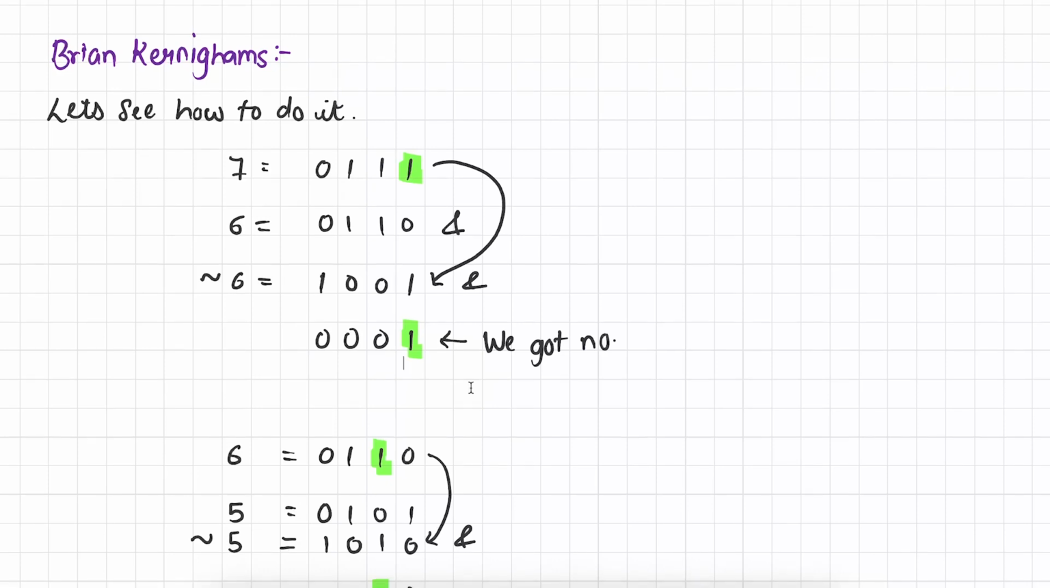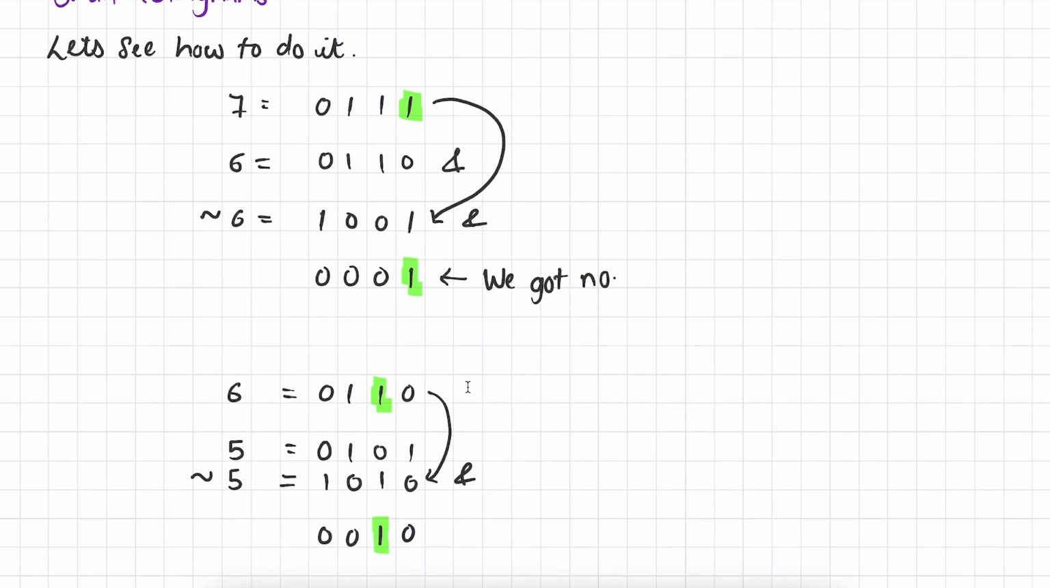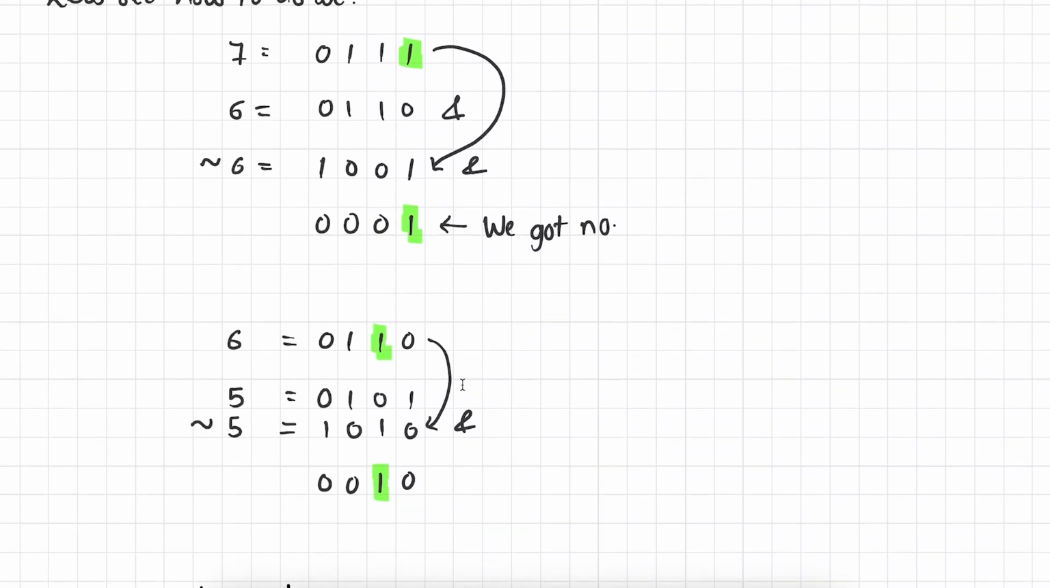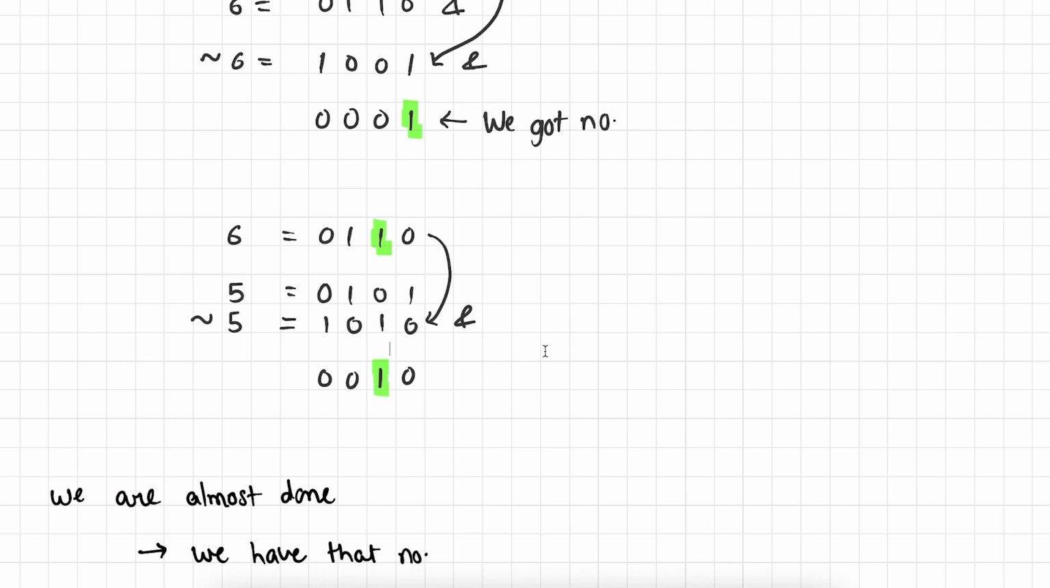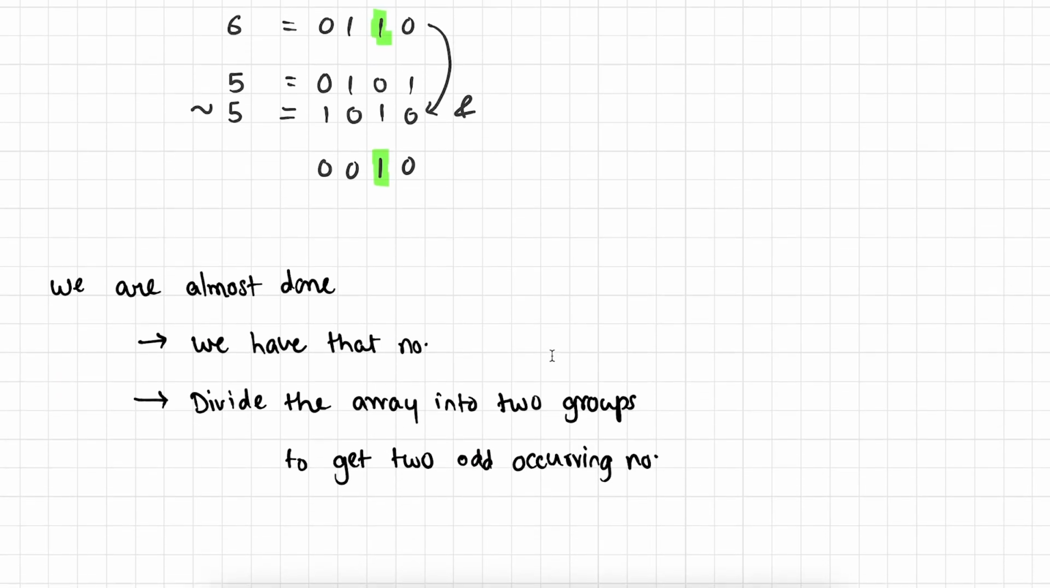Now, okay, clear. So this solution is going to work with other numbers also. Let's say you got 6 as the XOR of all the numbers, and in 6, the second and third bits are set. So if we do bitwise AND with NOT 5, you get a number whose second bit is set and all other bits are unset. So this technique is going to work in all the cases. So now we got our number. We are almost done. Now what do we have to do? We just have to divide the array into two groups to get the two odd occurring numbers. So let's see how we do it.